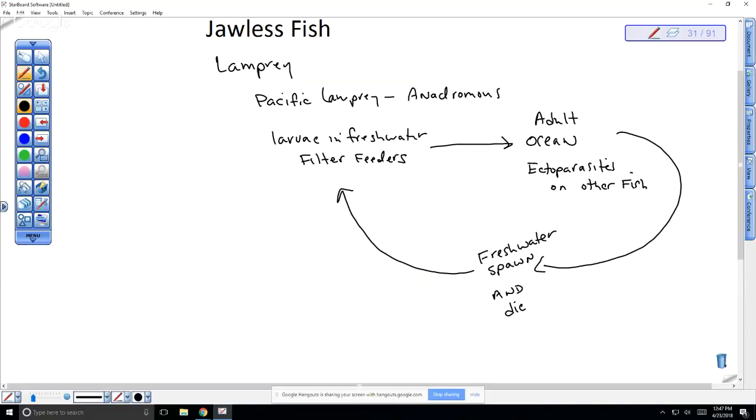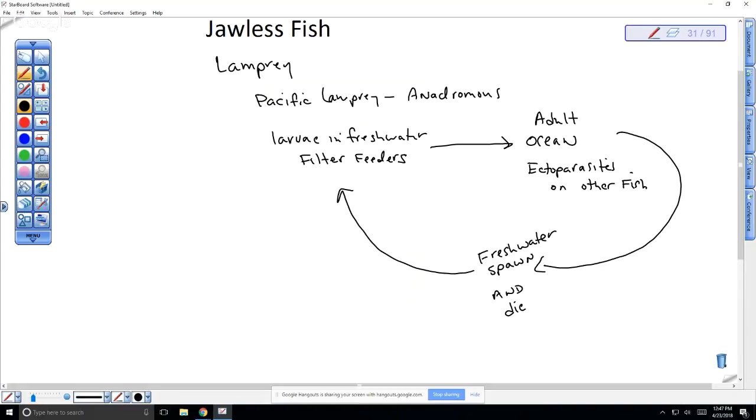So obviously this is very similar to the salmon life cycles, right? But salmon are a jawed fish, right? And they're not ectoparasites. And sometimes these organisms are called eels. But eel is not the correct scientific terminology for them, because eels are bony fish with jaws. So they're not eels. Sometimes you hear native people talking about the eels in the river, but that's actually the lamprey.